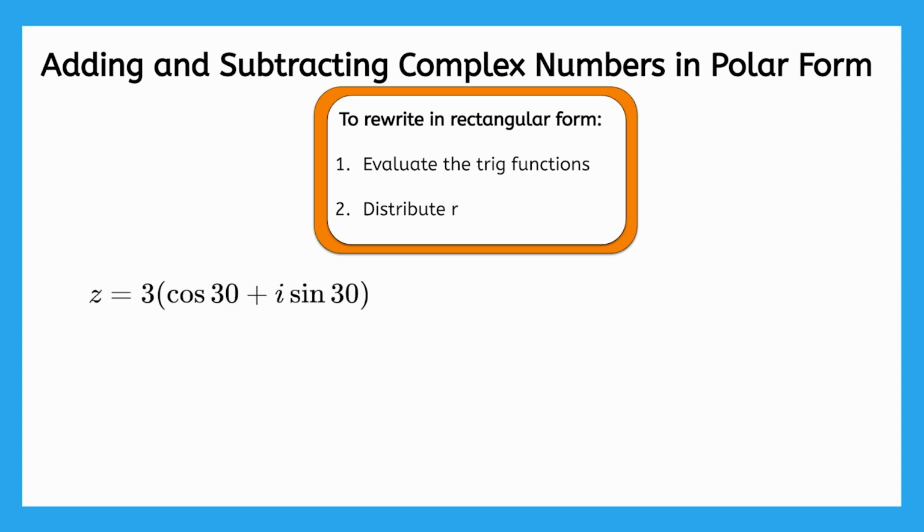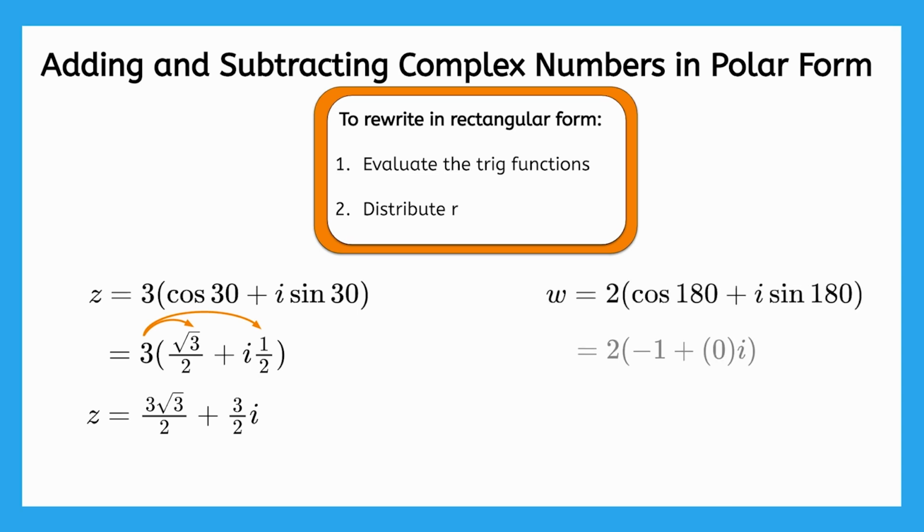So, for z, cosine of 30 degrees is square root 3 over 2, and sine of 30 is 1 over 2. Distribute 3 and you get z equals 3 square root 3 over 2 plus 3 over 2i. For w, cosine of 180 is negative 1, and sine of 180 is 0. Distribute 2, and we get w equals negative 2 plus 0i, or just negative 2. Now we just add or subtract by combining like terms.